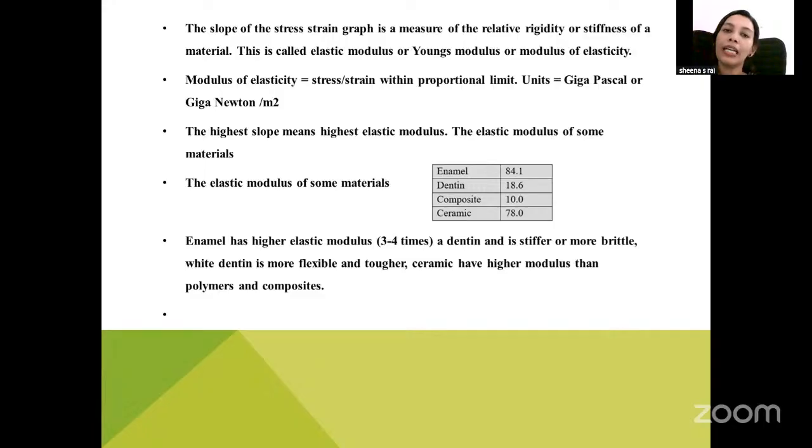So when comparing, enamel has the largest modulus of elasticity, like 84.1. In the case of dentine, it is 18. Composite, it is like 10. Ceramic, it is 78. So we need to memorize certain modulus of elasticity values of materials, because most of the number-based questions are asked from this.